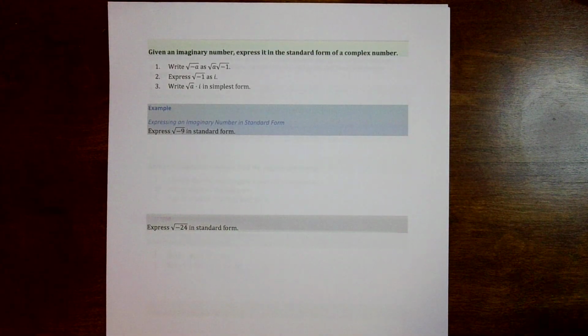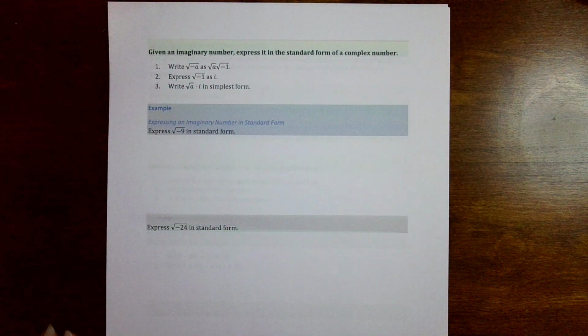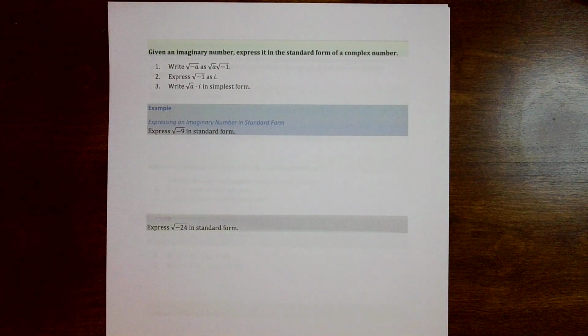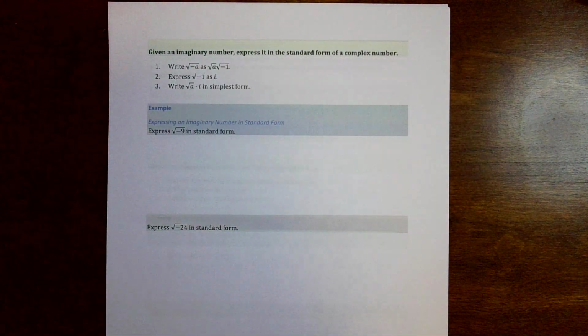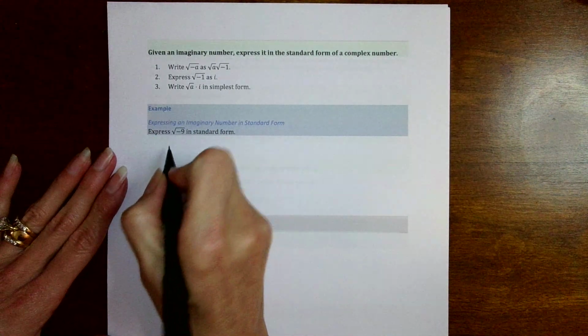Okay, let's look at these problems. Given an imaginary number, it's kind of what we were doing before. To express it in standard form, we're going to write the square root of negative a as the square root of a times the square root of negative 1. We're going to express the square root of negative 1 as i, and then write the square root of a times i in the simplest form. So the square root of negative 9.